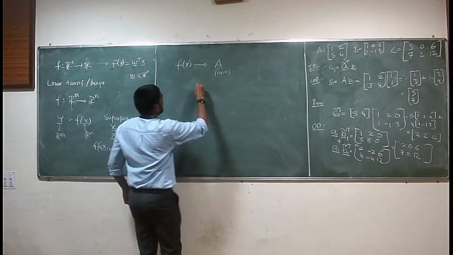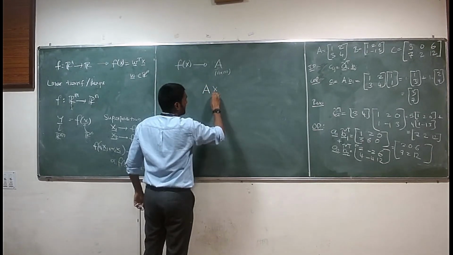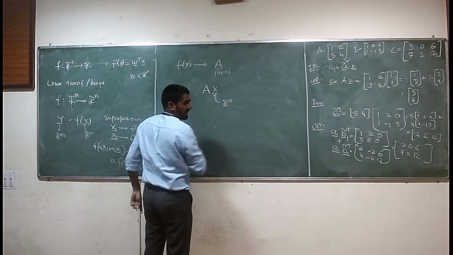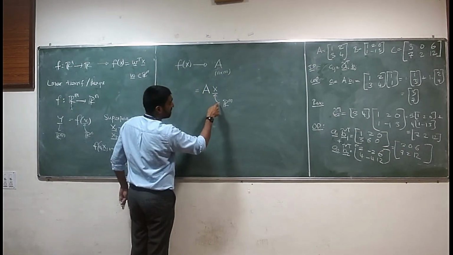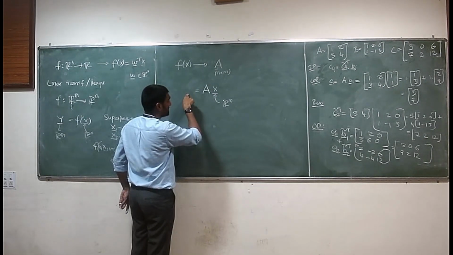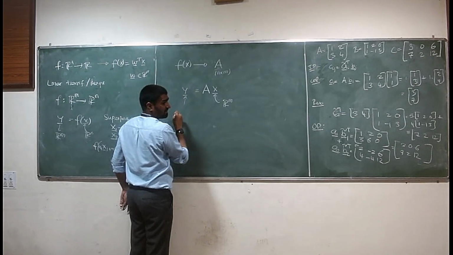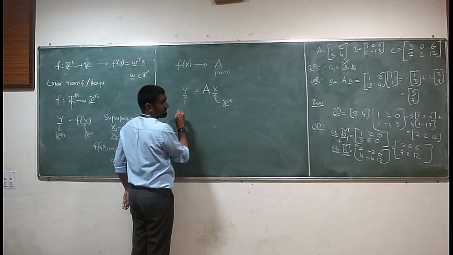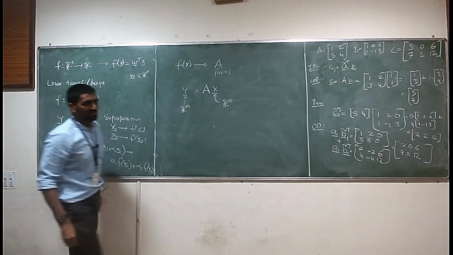That means this function f of x can simply be written as A times this vector, and this vector is from Rm. I multiply these two, what do I get? I'm post multiplying by a column vector. What do I get here? A column vector. What will be the size? Where will this be from? Rn.